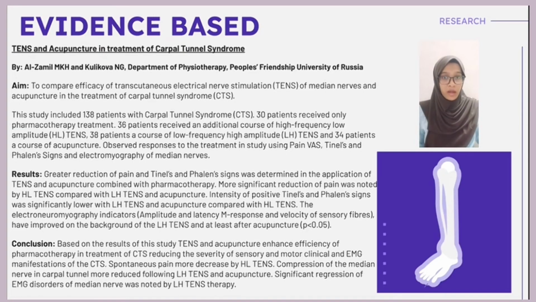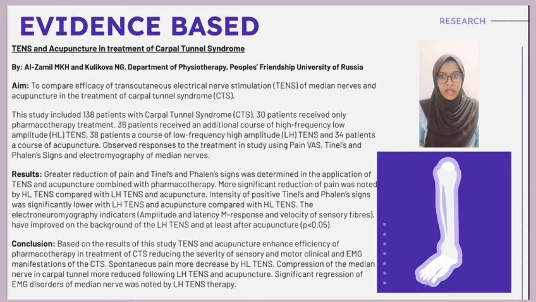This study is one of the proofs of the effectiveness of TENS in treating carpal tunnel syndrome. The study used 138 patients with carpal tunnel syndrome. Some of them received only pharmacotherapy as treatment. Some of them received high amplitude, low frequency LH TENS. Some of them received low amplitude, high frequency HL TENS, and some of them received acupuncture as treatment of CTS.